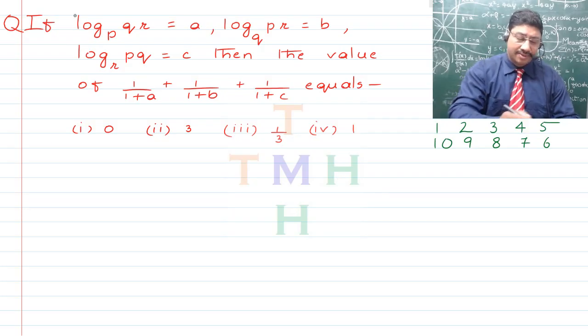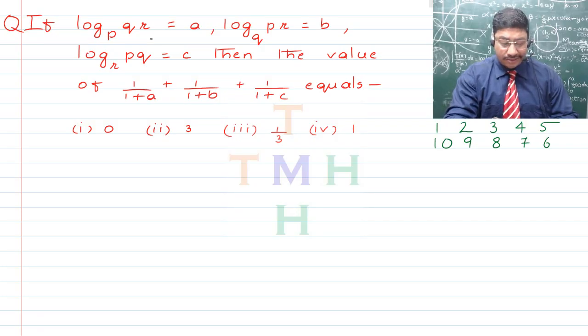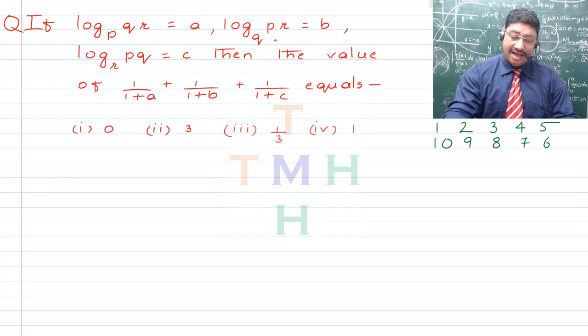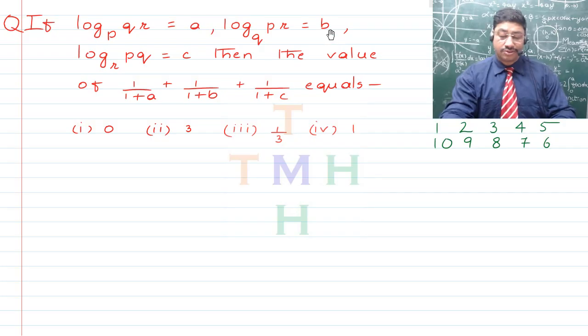So we get to see here that we have log of QR to the base P, which has been given to us to be A, right? And then we have log of PR to the base Q, which has been given to us to be B, then log of PQ to the base R, which has been given to us to be C. And then we have to find out the value of 1 upon 1 plus A plus 1 upon 1 plus B plus 1 upon 1 plus C, right? And we've got to check which option out of these four is the correct one.